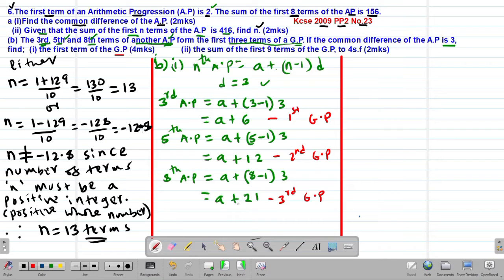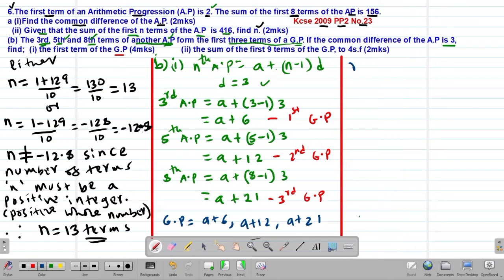So it means our GP is actually going to have the following terms. The first term of the GP is A plus 6. The second term of the GP will be A plus 12. Then the third term will be A plus 21. So these are the first three terms of this particular GP which will be formed. But for us to find the value of the unknown, that is A, we are going to apply the concept of the common ratio.